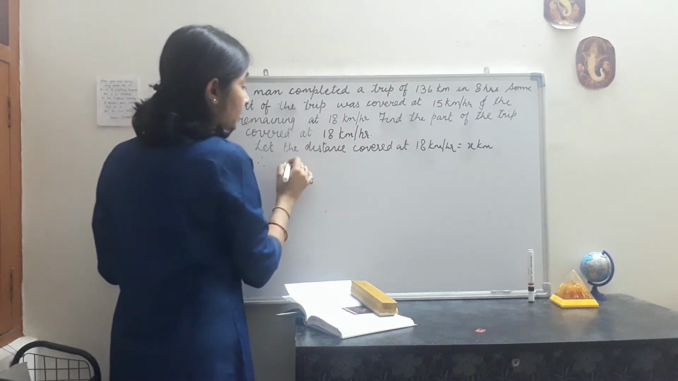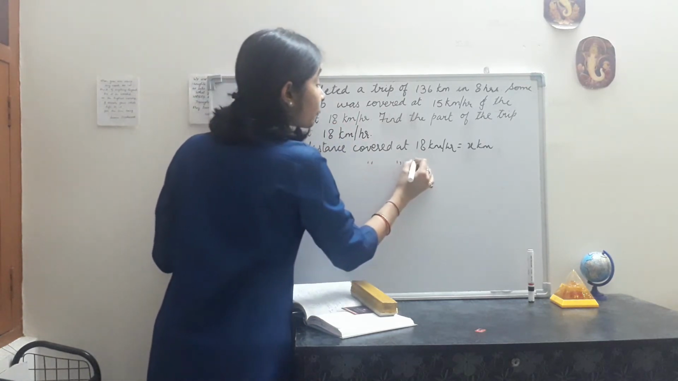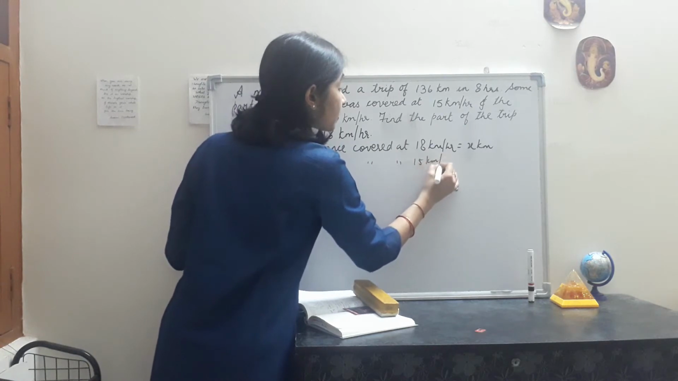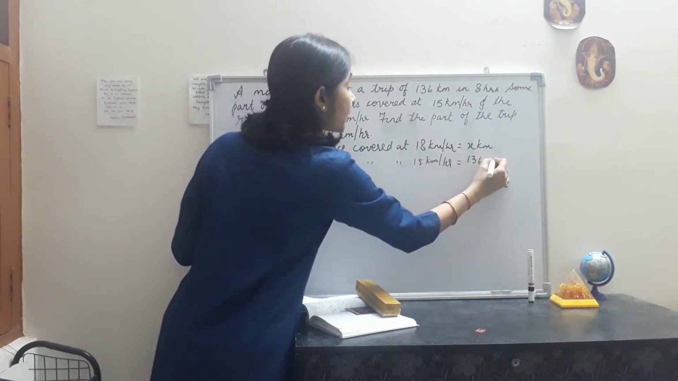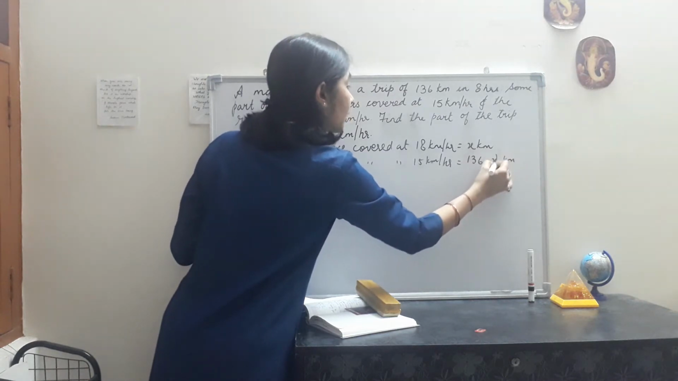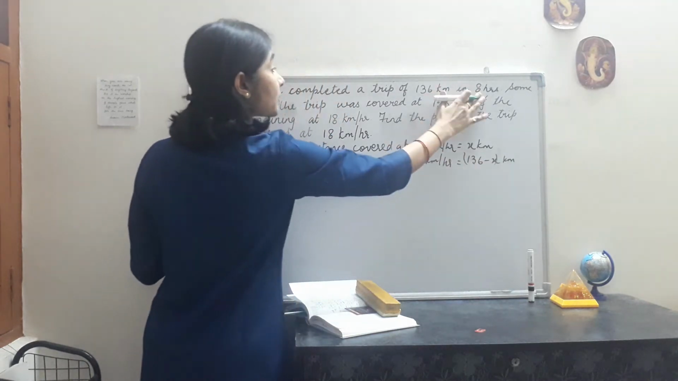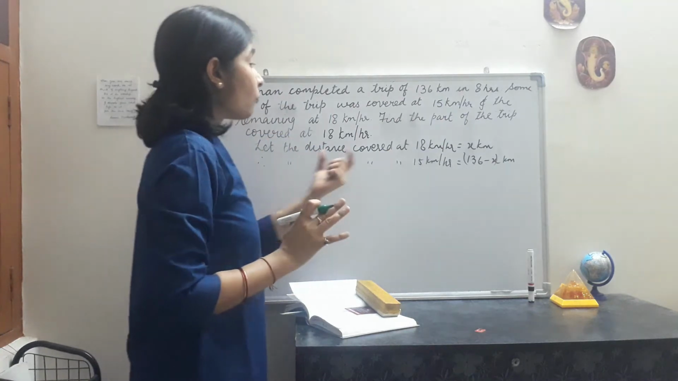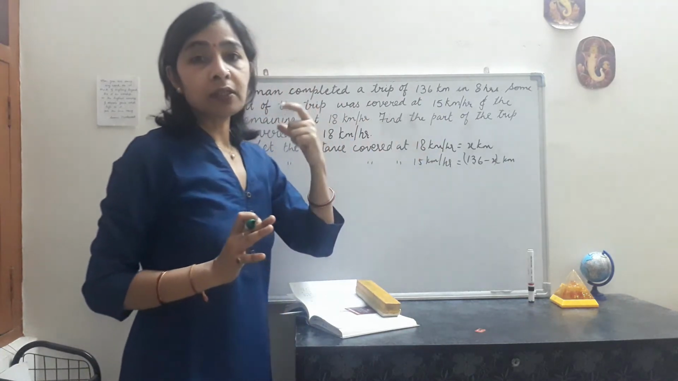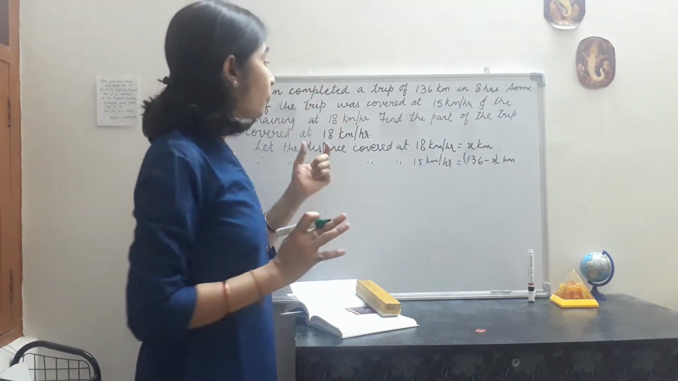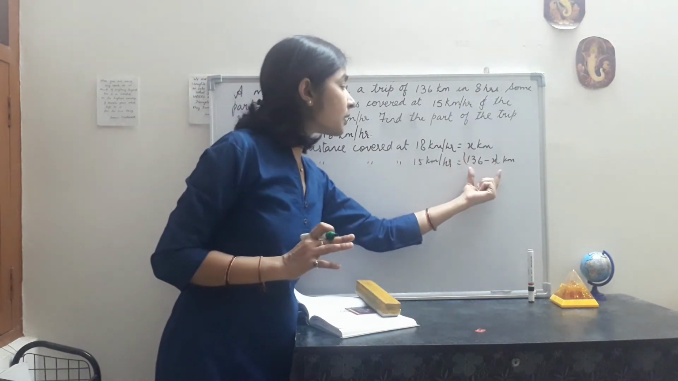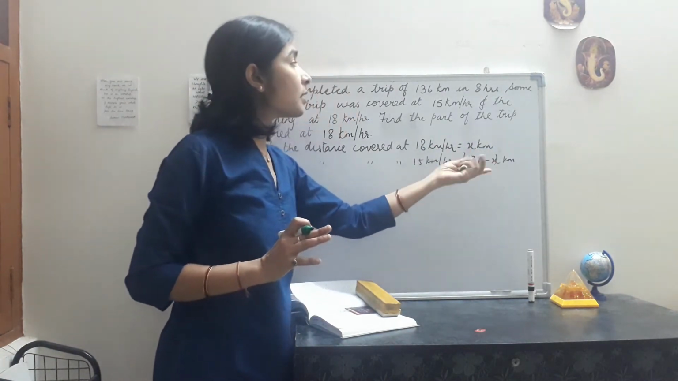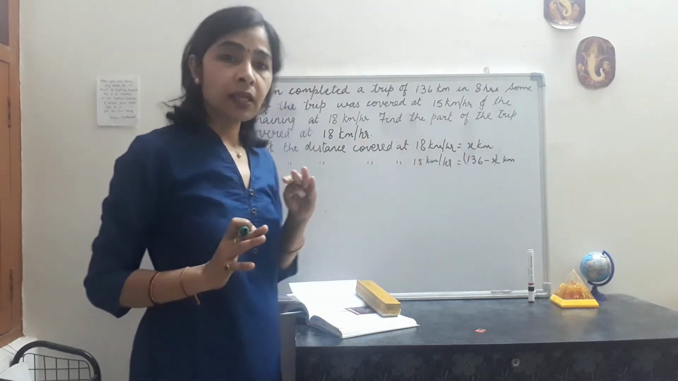So therefore the distance covered at 15 km per hour is 136 minus x kilometers. Now total time is given as 8 hours. Time is equal to distance upon speed. So whatever time is taken in covering this distance and whatever time is taken in covering this distance, the total time will be equal to 8 hours.